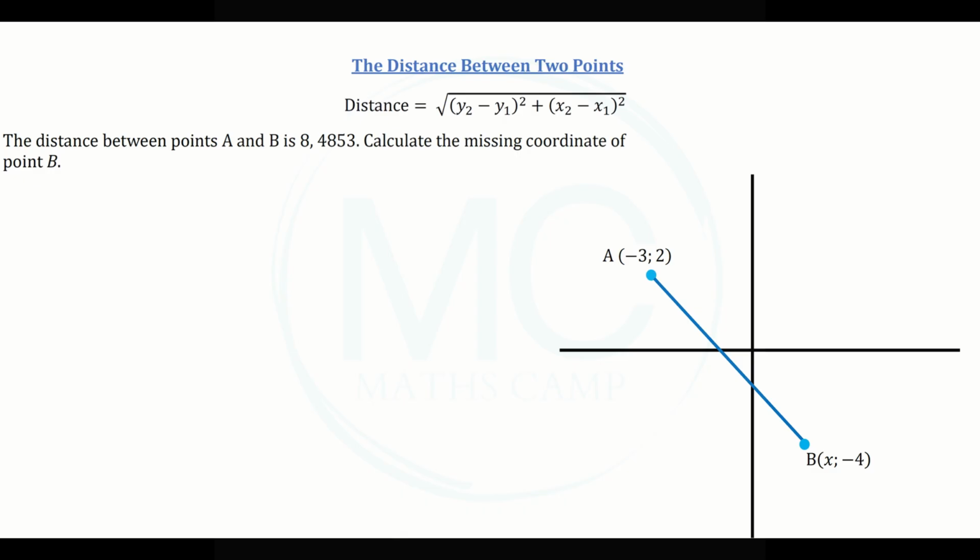From the diagram, we can see that point A has coordinates -3, 2, and B has a y coordinate of -4, but an unknown x coordinate. This is what we need to find. The distance between A and B is 8,4853 units. So let's start with this, and we can write this down over here.